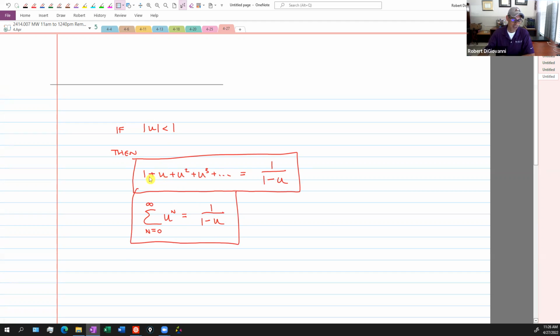The first one, I'm actually writing it out, 1 plus u plus u squared. Here, I'm actually just writing the left side as a summation. This all relies on the fact that the absolute value of u is less than 1. So I'm using that generic formula now with u instead of x, okay? Big deal, it's a dummy variable, who cares? All right, let's make sure we understand that.